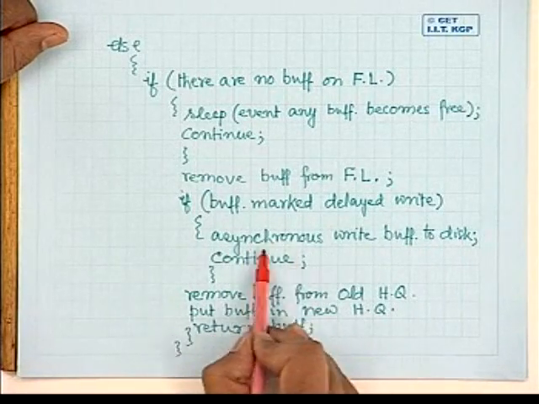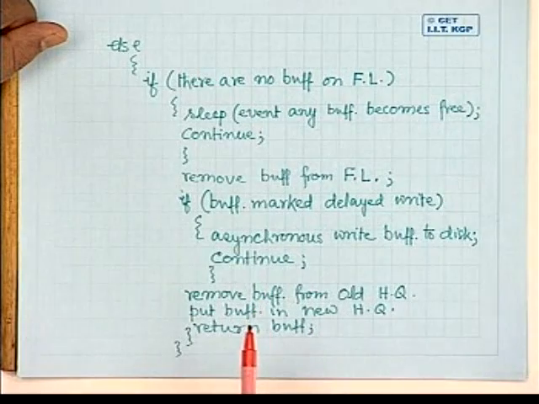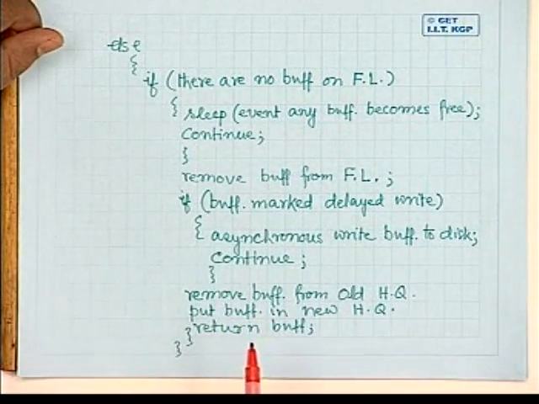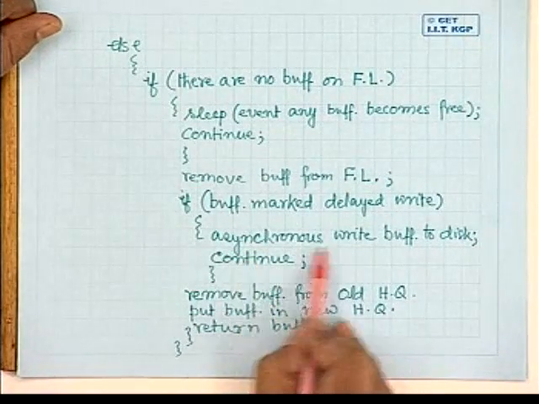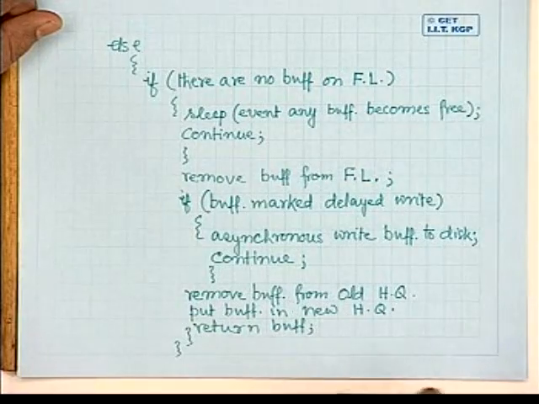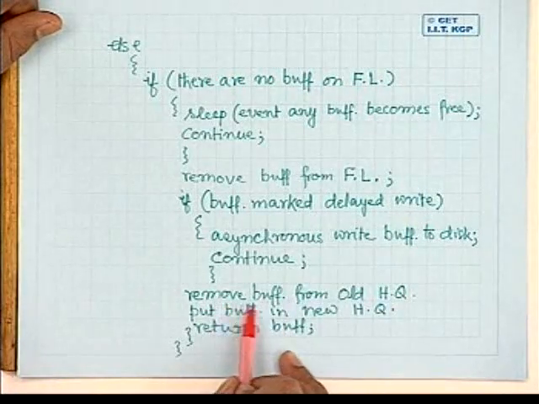We said that it is asynchronous in the sense that the kernel just initiates the disk write operation, but it does not wait for the disk write operation to be complete. Rather, after initiating this disk write operation, it tries to find out whether there is some other buffer which is free, which can be given to the process immediately for loading the new data block.